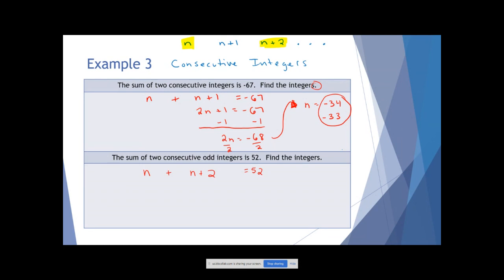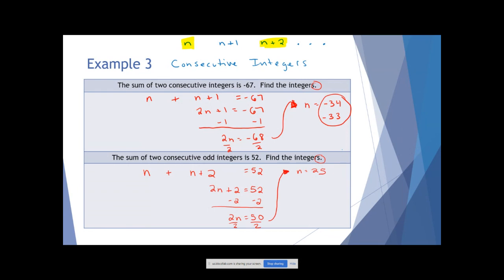So I add like terms on the left, n plus n is 2n. So I have 2n plus 2 equals 52. So I subtract 2 from both sides. I got 2n equals 50. And then I divide both sides by 2. Once again, I'm sort of running out of room. N equals 25. So it says find the integers.